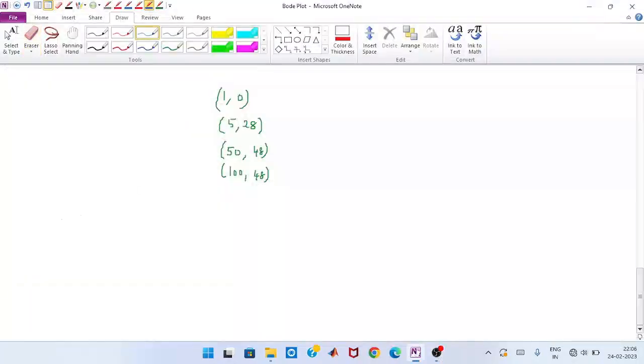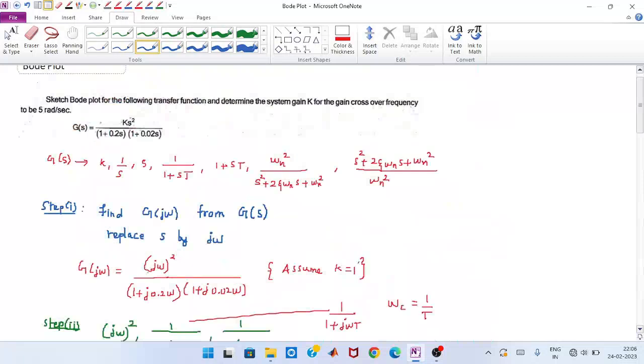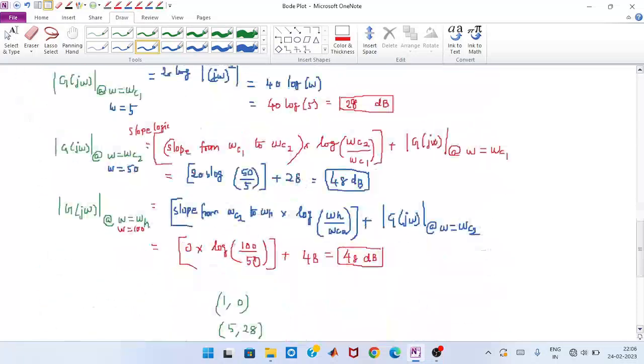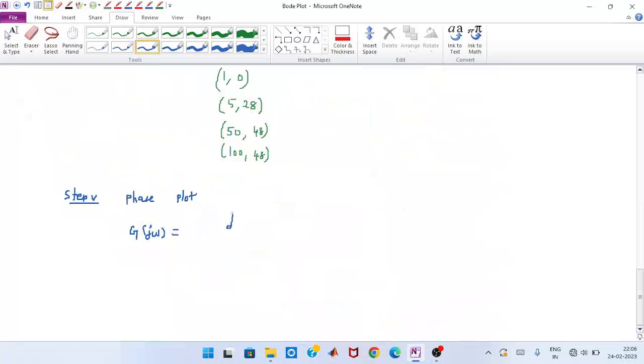After finding the magnitude plot, the next step is to plot the phase, right? So step number 5 is to plot the phase. If you want to find the phase plot, we have to consider the G of j omega equation that we know already. What is G of j omega? That is j omega the whole square divided by 1 plus j 0.2 omega, multiplied by 1 plus j 0.02 omega.